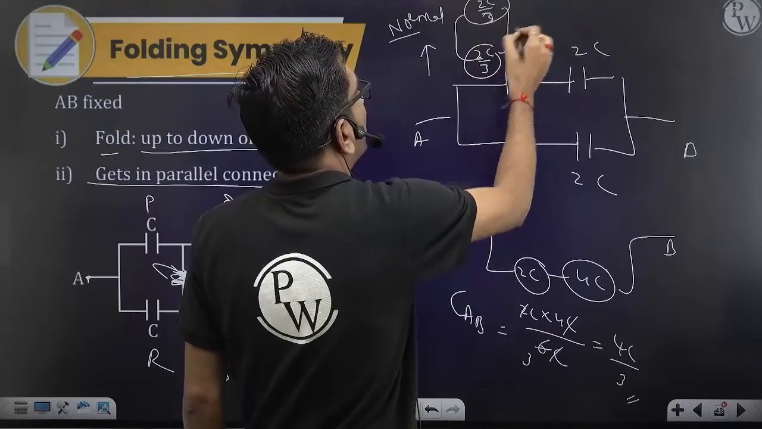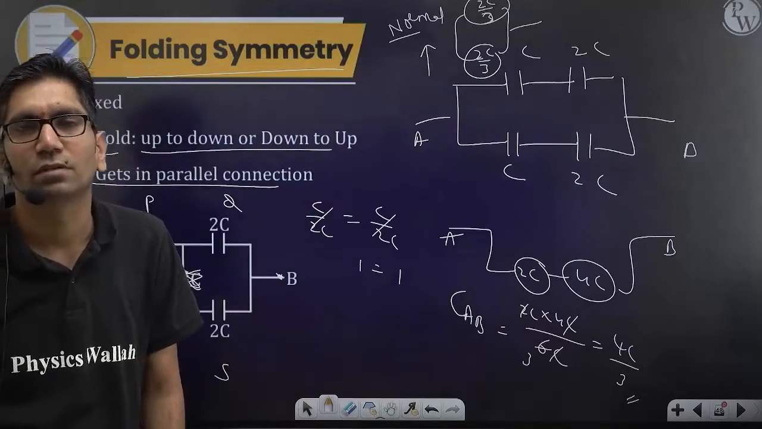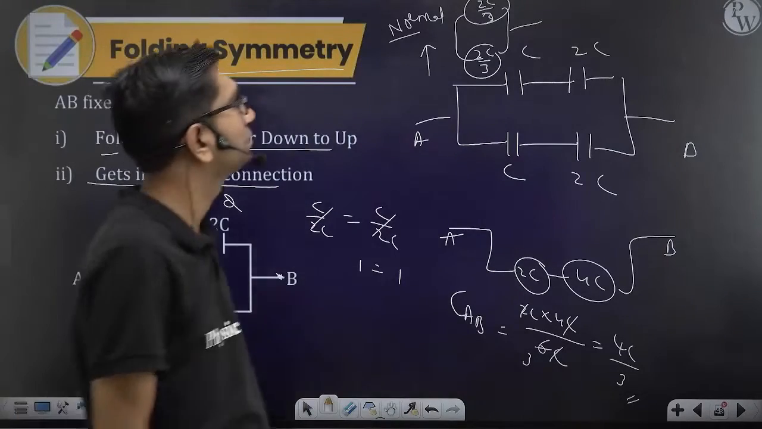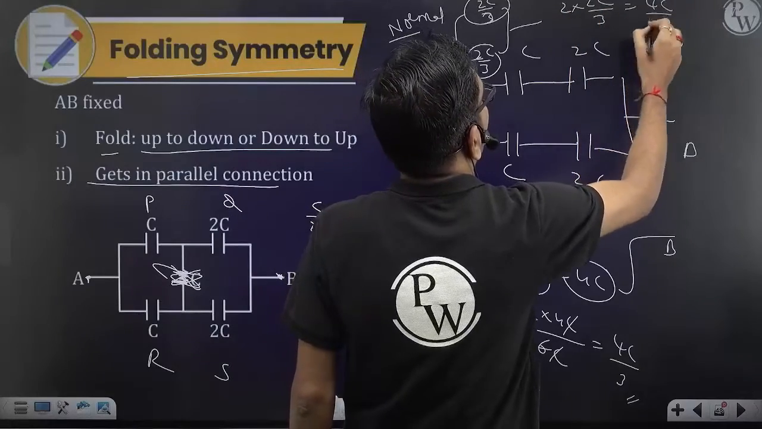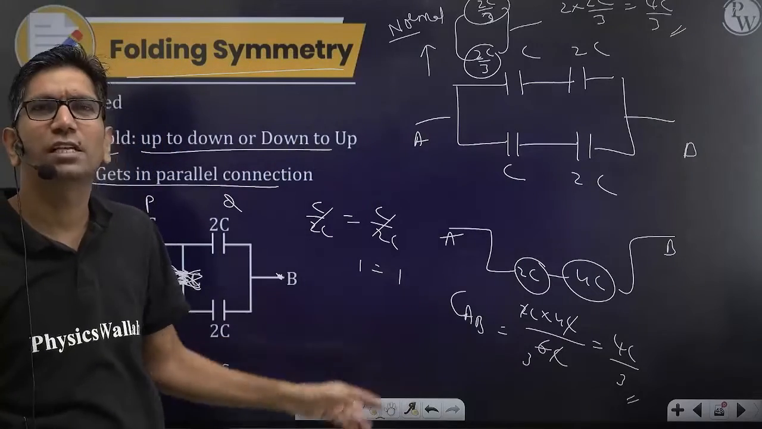Correct? These two are in what? Parallel. In parallel, what will you do? Both are the same, correct? Direct addition, 2 times 2 into 2C by 3. The final answer is what? 4C by 3. In the normal method also we got the same answer, na. Why are you using this folding symmetricity?